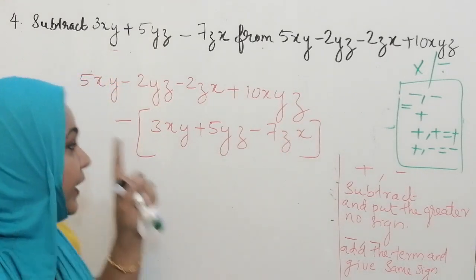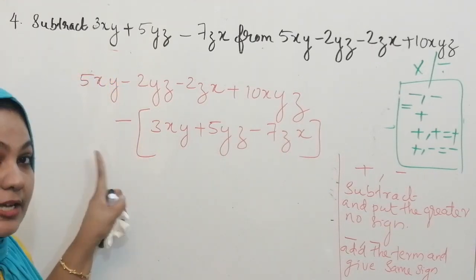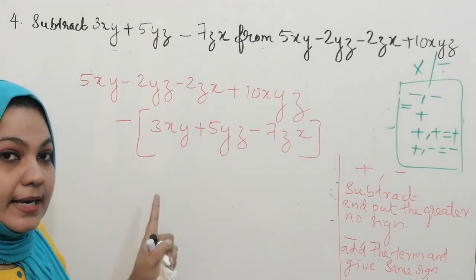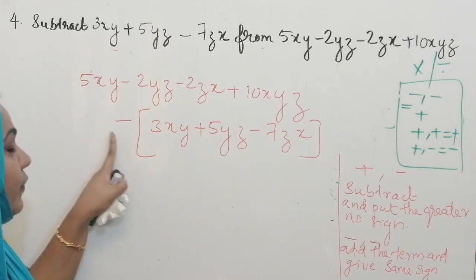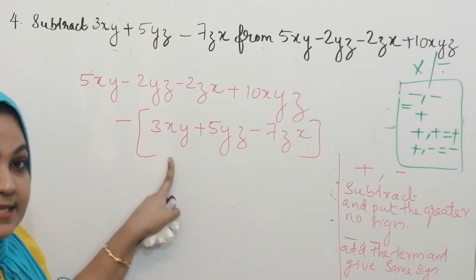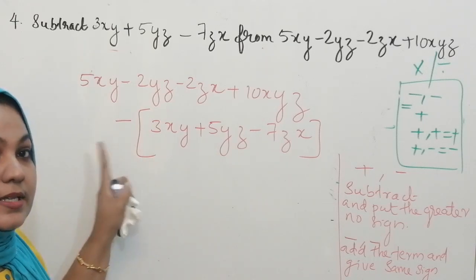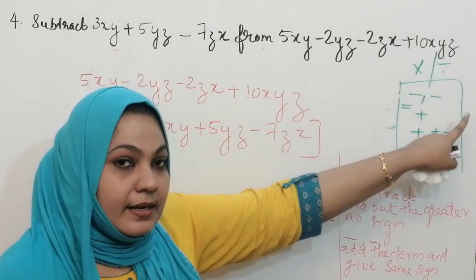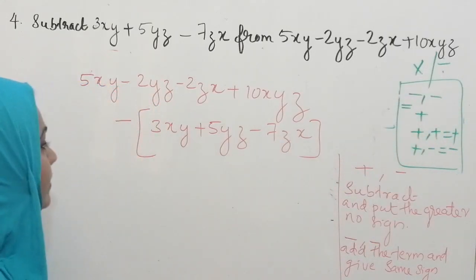We can write 3xy plus 5yz minus 7zx. I already said we can't give plus here, because this is not an addition question. This is a question for subtracting. You know that if you give minus, you have to put this algebraic expression inside the bracket and solve this question by using the rules for multiplication and division. Understood? So now we can solve this question.